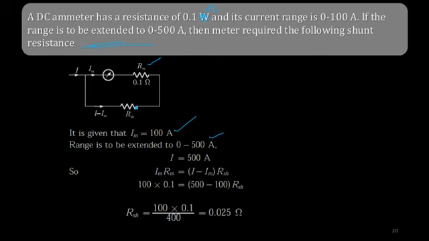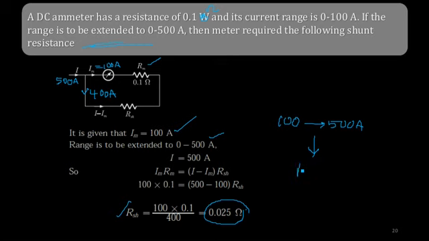So equating the voltage across the entire setup, A dash, you'll have Im into Rm equal to (I minus Im) into RSH. You can see that if you have 100 ampere flowing through this path and 500 ampere reaching here, you will have 400 ampere flowing through the shunt. So 400 into RSH will give you 100 into 0.1. From this you can calculate RSH is equal to 0.025. So if you are planning to increase the range of the meter from 100 ampere to 500 ampere, you have to include a shunt resistance of 0.025 ohms.